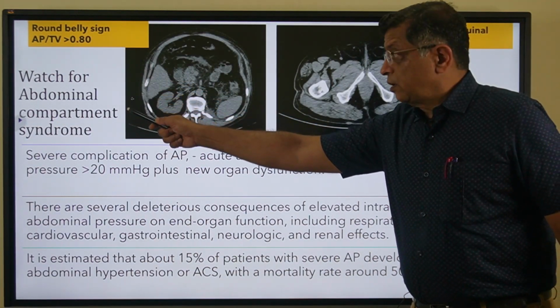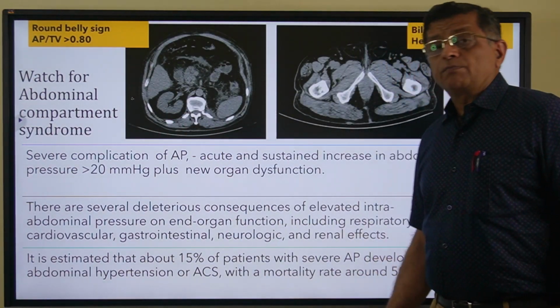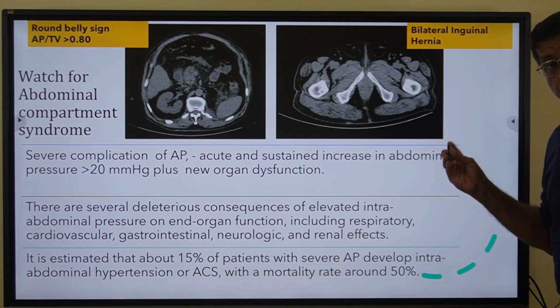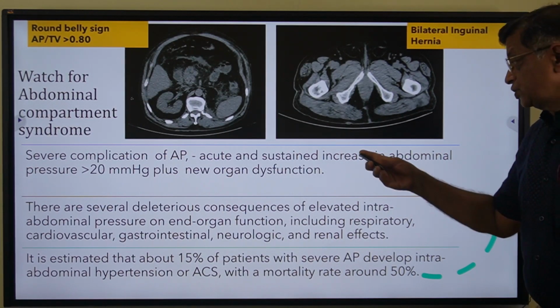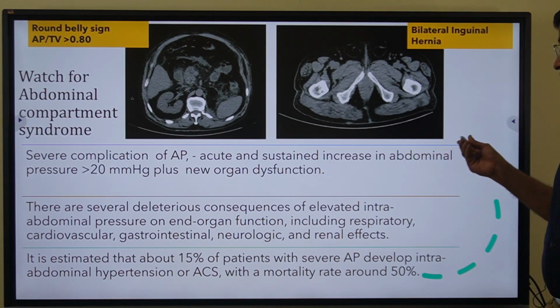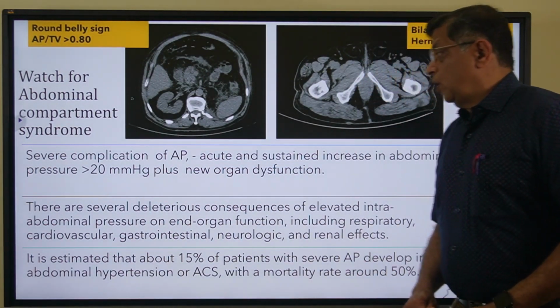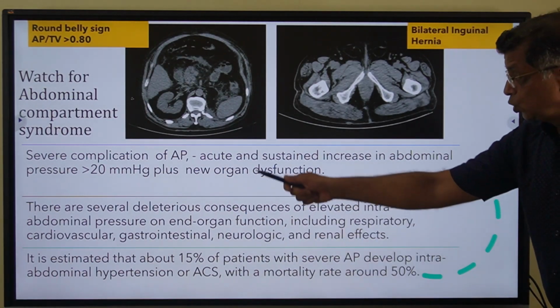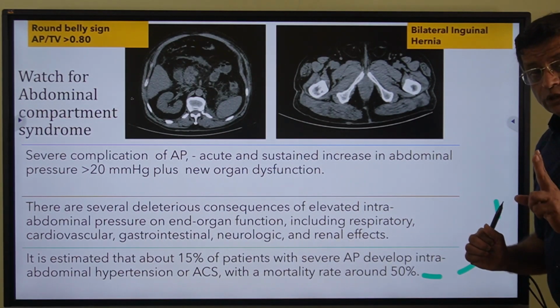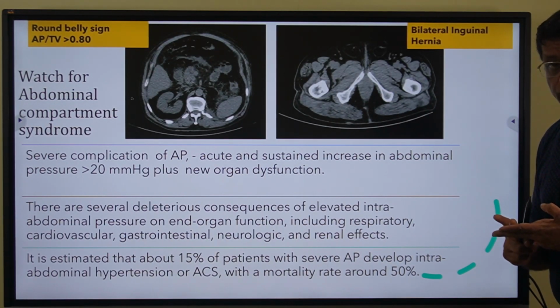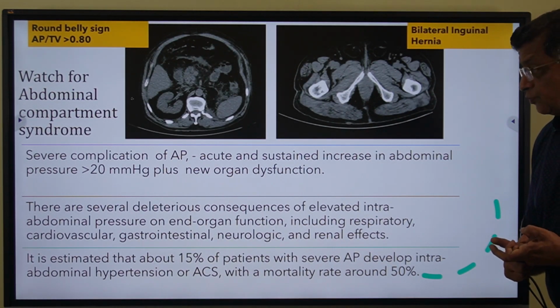Watch for abdominal compartment syndrome. Abdominal compartment syndrome is a serious complication of acute pancreatitis. It is defined as sustained intra-abdominal pressure of more than 20 millimeters of mercury plus a new organ dysfunction. So there should be two things: sustained increase of intra-abdominal pressure more than 20 millimeters of mercury plus evidence of organ dysfunction.